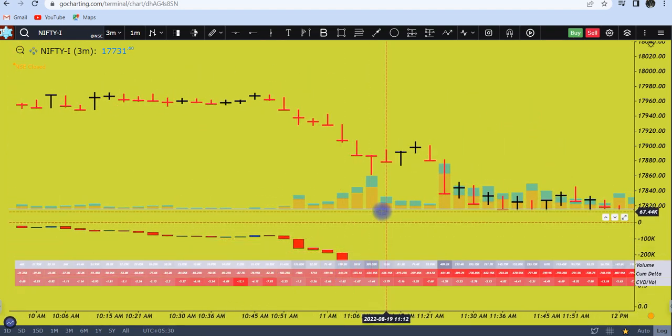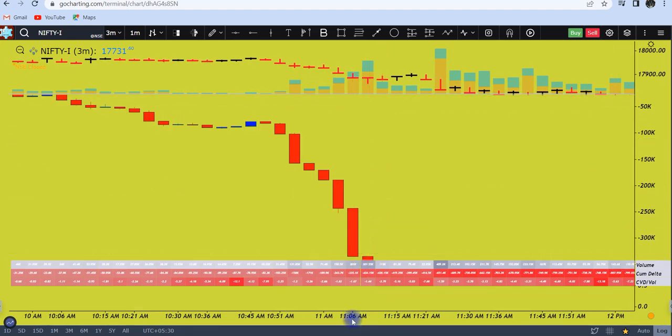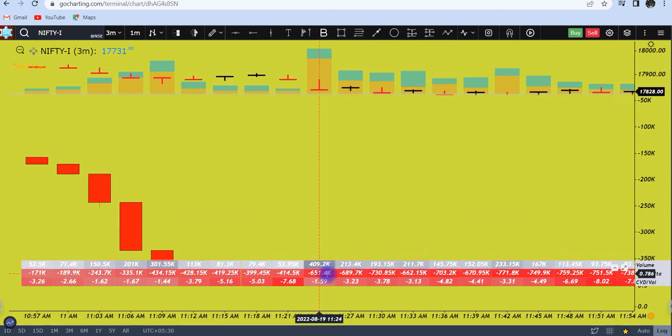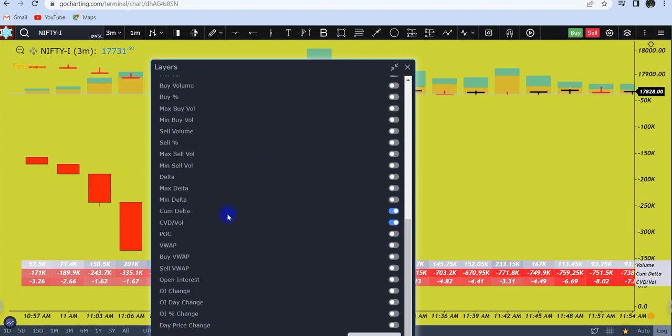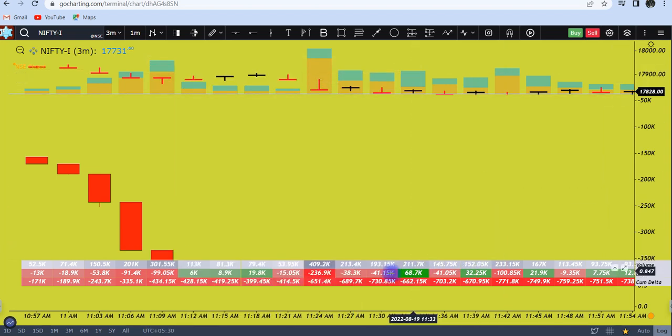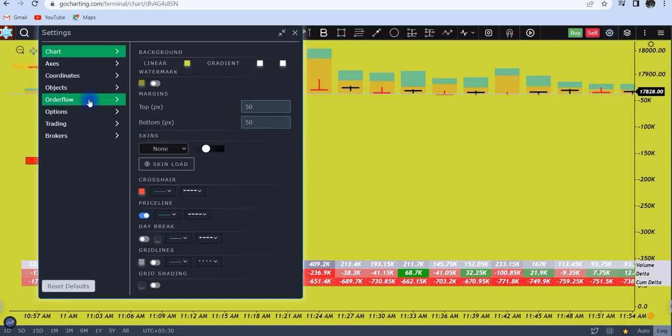Let's go to the bar statistics and let's introduce delta. This is where you see delta, which is what I'm trying to tell you. So there was almost a 237k negative delta, which implies the market sell orders were more by this much volume.